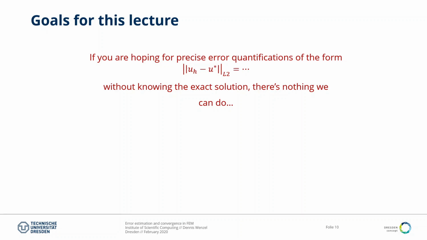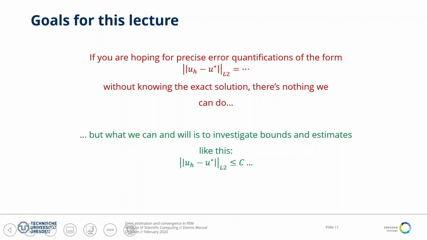But I wouldn't be giving this lecture if there wasn't anything we could do. What we can do is we can try to find upper bounds and estimates. So in a sense, instead of actually quantifying the error, we want to try to bound the error from above, which is also fine, because if you know that your error is smaller than something, then it's usually fine, because if the error is even smaller than that, it's not a problem.